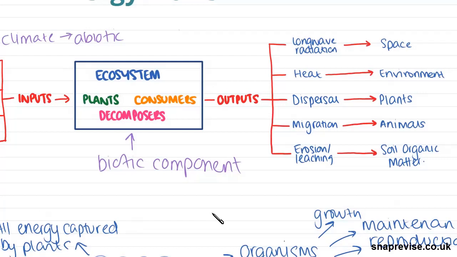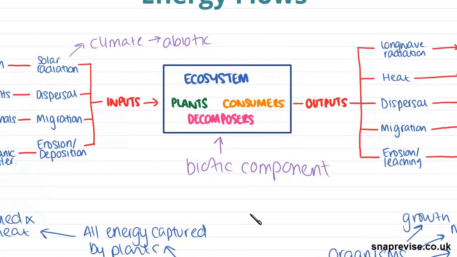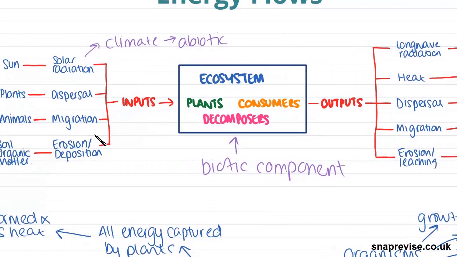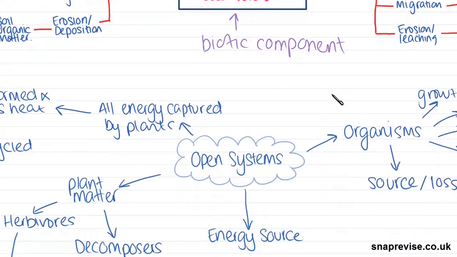And then we have our outputs, which are very much linked to our inputs. So we have long-wave radiation being emitted back into space. We have the release of heat into the environment, the dispersal of plants, and the outwards migration of animals, as well as erosion and leaching of soil organic matter. So as you can see, the energy flows through an ecosystem through inputs, then to the outputs.